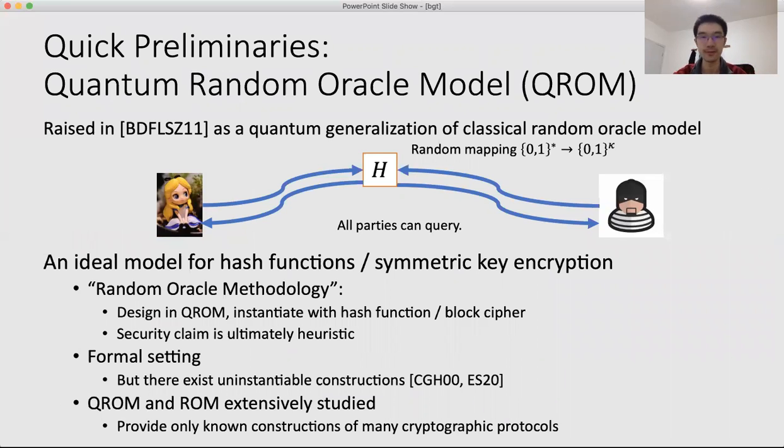So what is the quantum random oracle model? This model was introduced in this paper as a quantum generalization of the classical random oracle model. In this model, there is an oracle which encodes a random mapping, and all parties can query this oracle. This is an ideal model for symmetric-key encryption or hash functions. It's a formal setting where we can design protocols and prove security. In practice, we can use the quantum random oracle methodology to instantiate the oracle with hash functions or block ciphers and claim security heuristically. But there do exist some uninstantiable constructions, like the schemes given in these papers. However, the quantum random oracle and the classical random oracle have been extensively studied and provide the only known constructions of many cryptographic protocols.